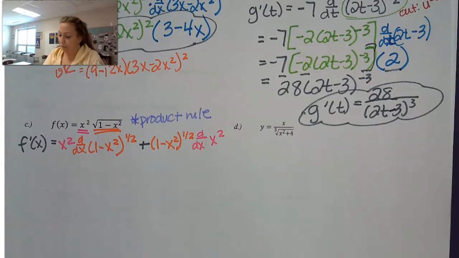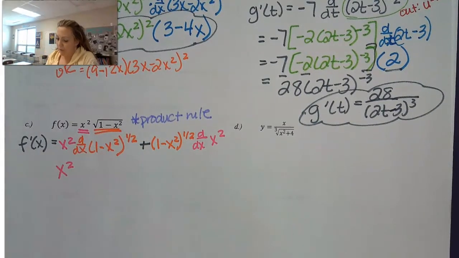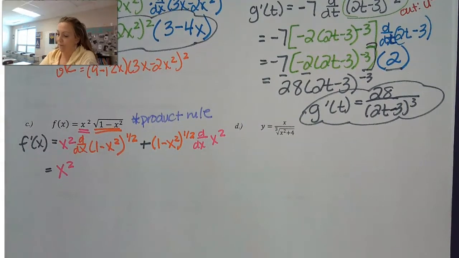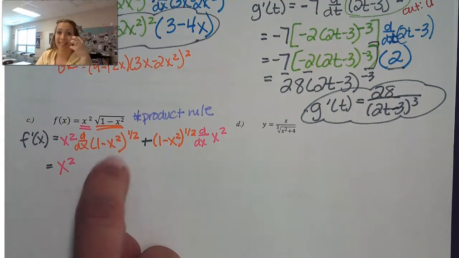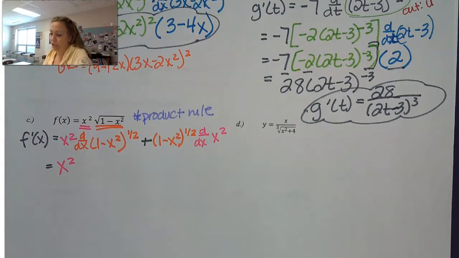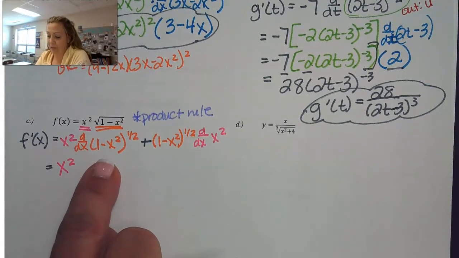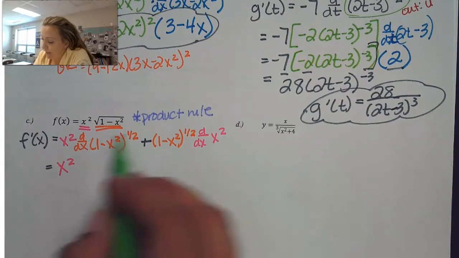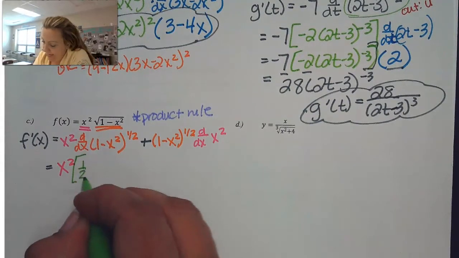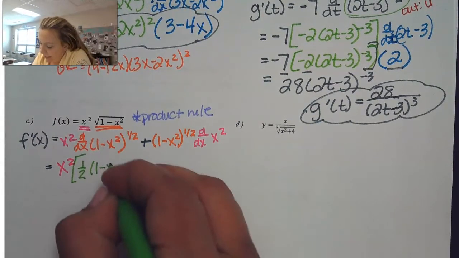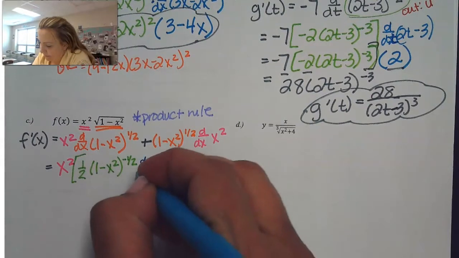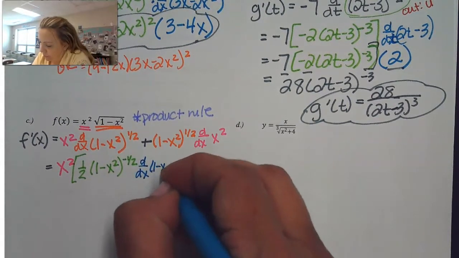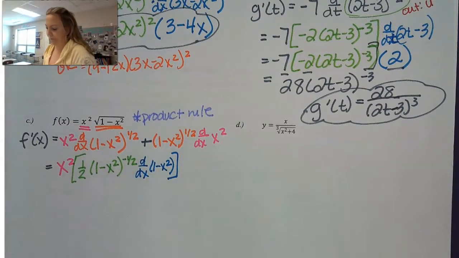So I'm going to leave the x squared as is. But now I want the derivative of 1 minus x squared to the 1/2. Well, we have something to the 1/2 power, but that something is not just plain x. That something is 1 minus x squared. So I'm going to have to apply the chain rule when I take the derivative of the 1 minus x squared quantity to the 1/2. If I use the power rule, I'm going to end up with 1/2 times 1 minus x squared to the negative 1/2. But then I need the derivative of the inside function, which was 1 minus x squared. Okay.